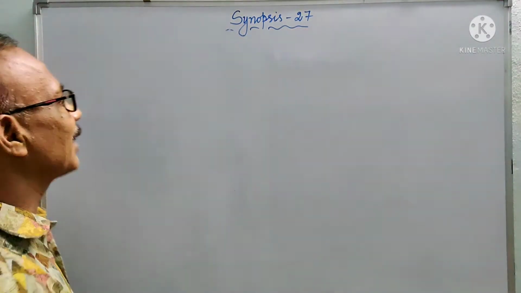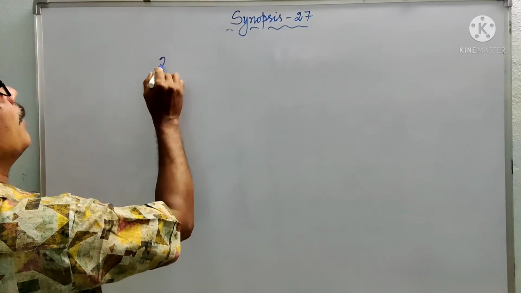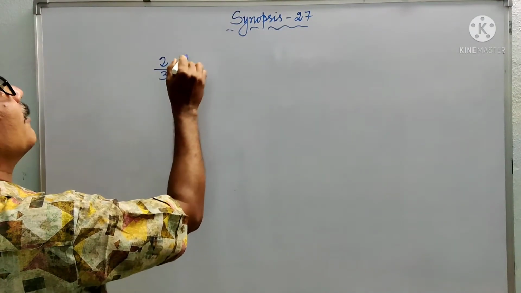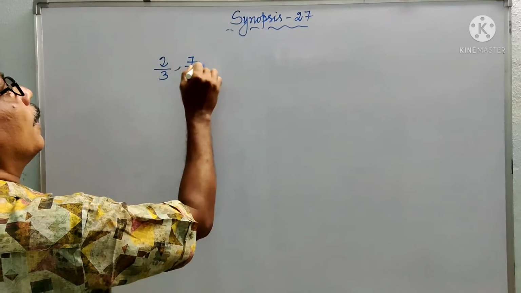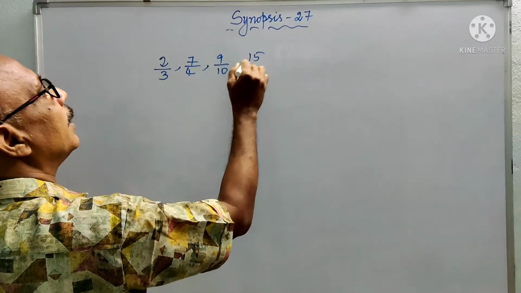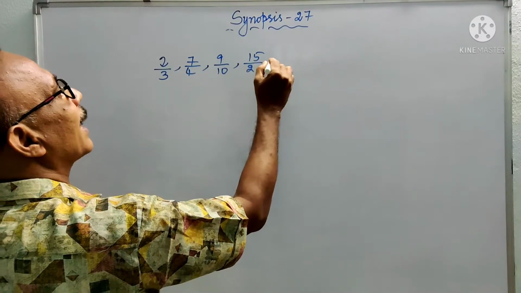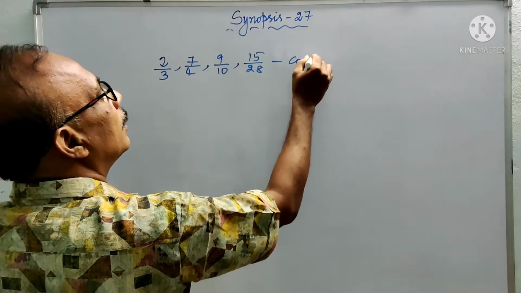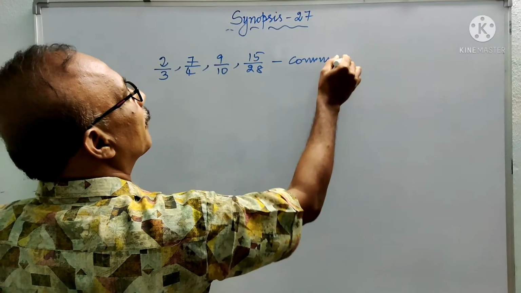Which are called common fractions? 2 by 3, 7 by 4, 9 by 10, 15 by 28, etc. These are all called common fractions.